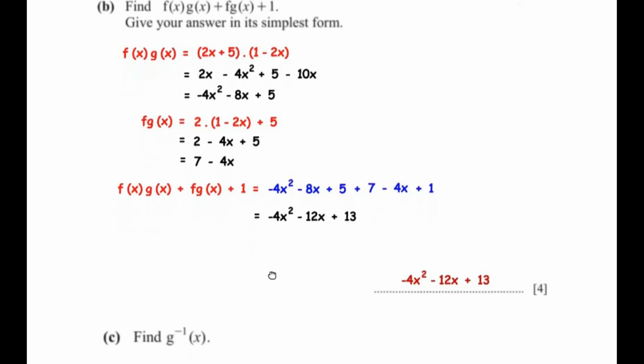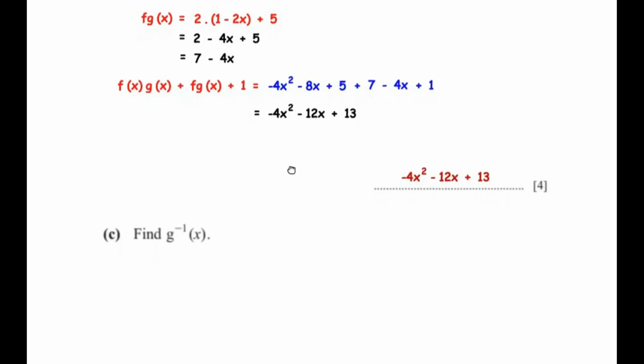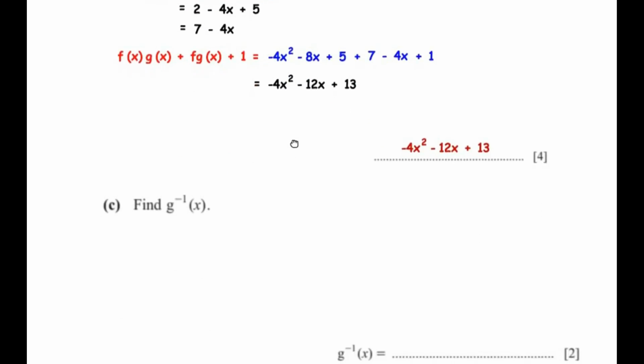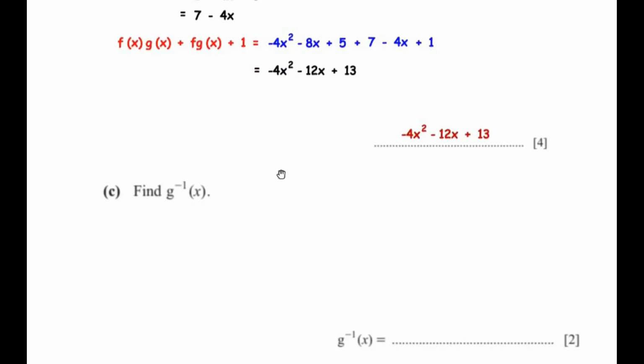Now moving on to the next question. Find g inverse of x. We had been given g of x as 1 minus 2x. To find the g inverse, let us consider g of x as y. So we have y is equal to 1 minus 2x. In the next step we swap the places of x and y. So we get x is equal to 1 minus 2y.